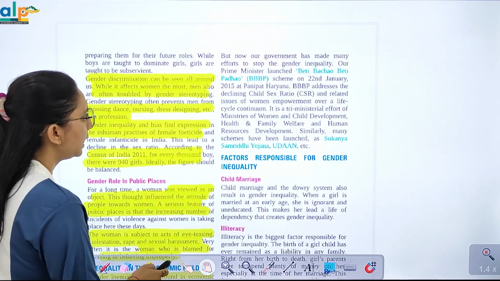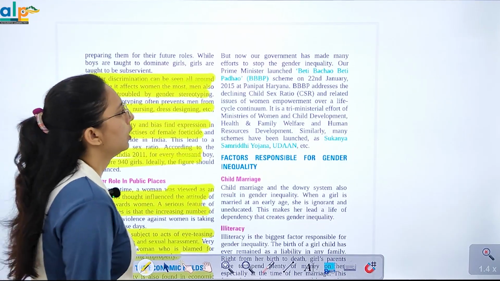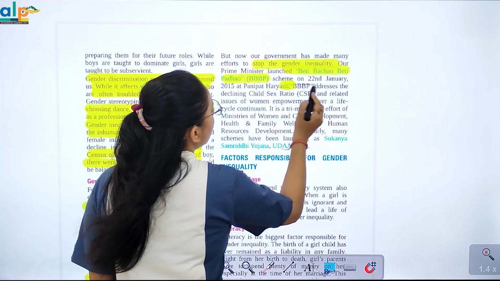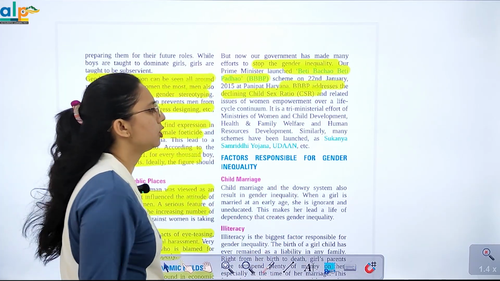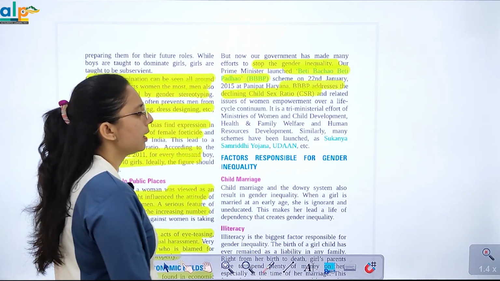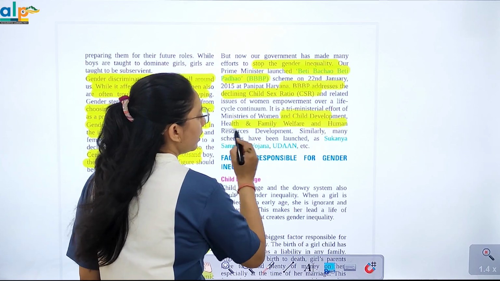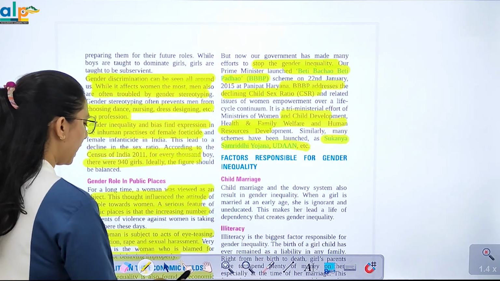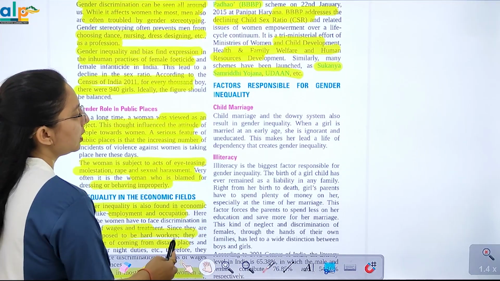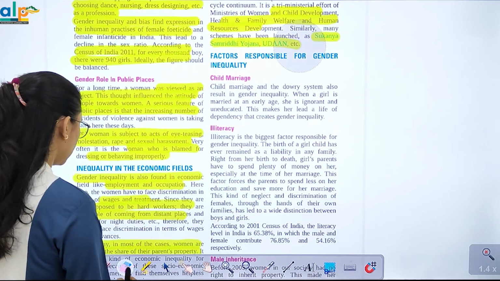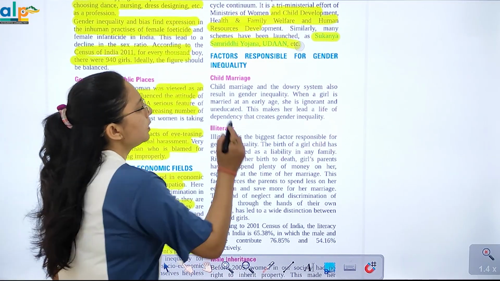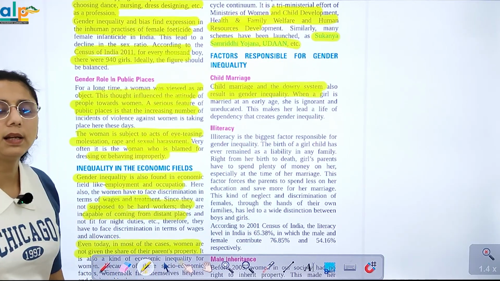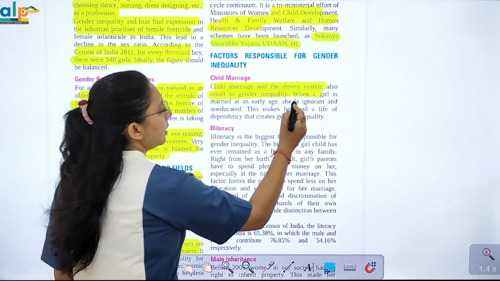But now government has made efforts to stop gender inequality, like Beti Bachao, Beti Padhao. It addressed the declining child sex ratio. Through ministerial effort we have Women and Child Development, like Sukanya Samriddhi Yojana and Udan. Now factors that are responsible for gender inequality, that is child marriage. Because of child marriage and dowry system, the result is gender inequality. When the girl is married at an early stage, she is ignorant and uneducated.